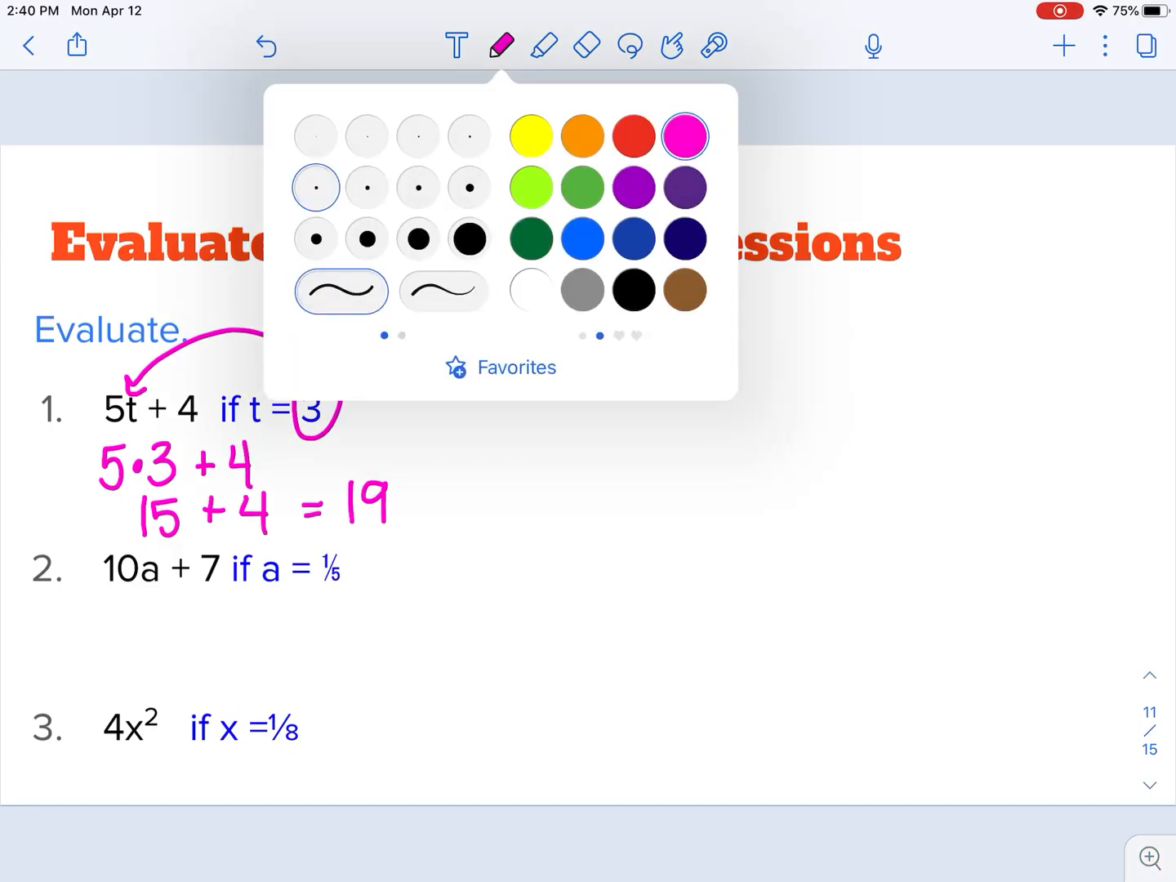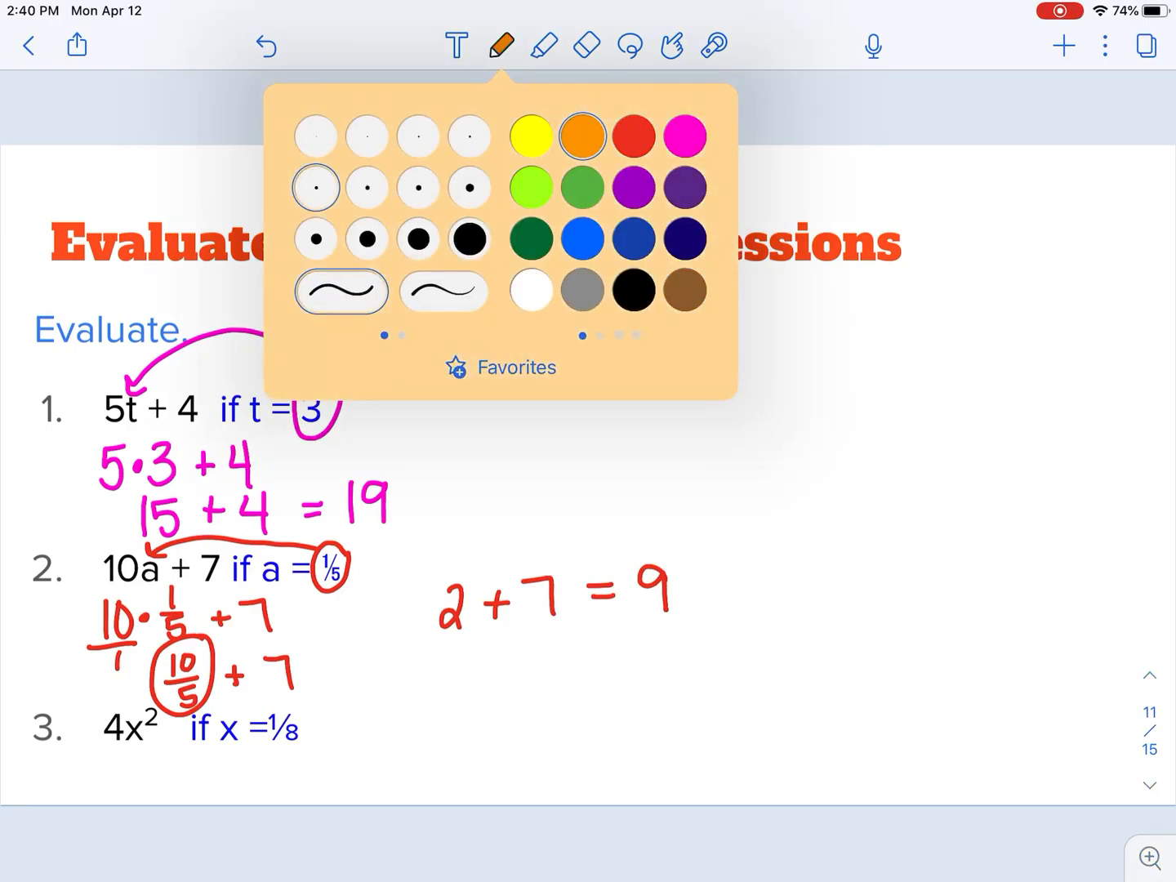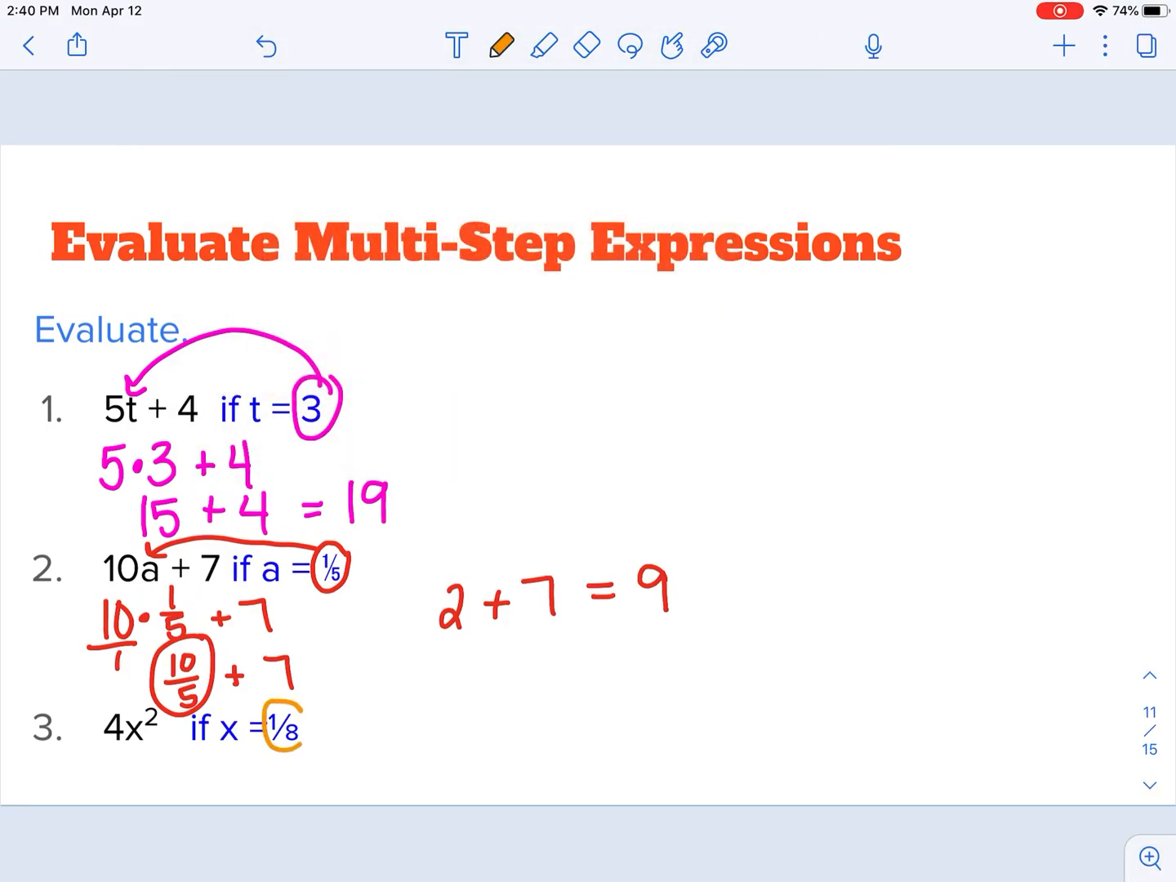Let's look at the next one. We're going to use some fractions now, so it's going to get trickier. This time I'm putting 1/5 in for A. Again, it's multiplication because they're touching. I have 10 times 1/5 plus 7. Let's put a 1 on the bottom. And if I multiply straight across, I have 10 over 5 plus 7. Well, 10 divided by 5, I know that's 2. So this will end up being 2 plus 7, which equals 9. Okay, one more. Ooh, this one's going to be tricky. I've got 1/8 this time.